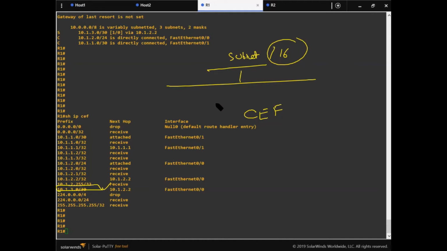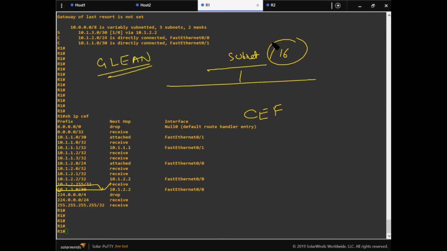Okay. So we were talking about the CEF. In the CEF, I talked about the null adjacency. I talked about the drop adjacency, and now I have talked about the punt adjacency. And the next part, I was talking about one more adjacency named glean.